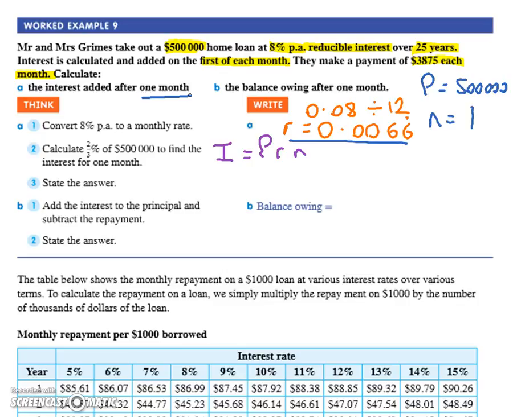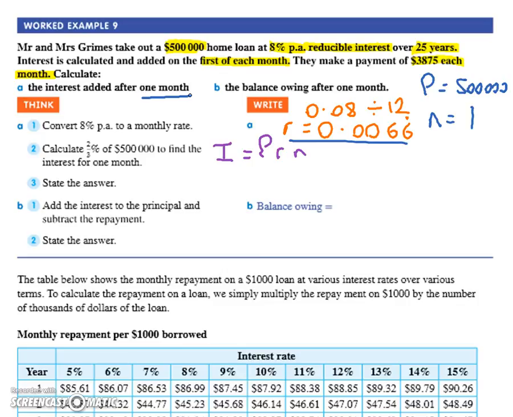Well, it's the number of interest-bearing periods. Because we're doing it monthly over 25 years, you'd have to do 25 times 12, which is 300. But we only want to find out after the first month. So we're only doing it once. Cool? So that's just the interest after the first month.